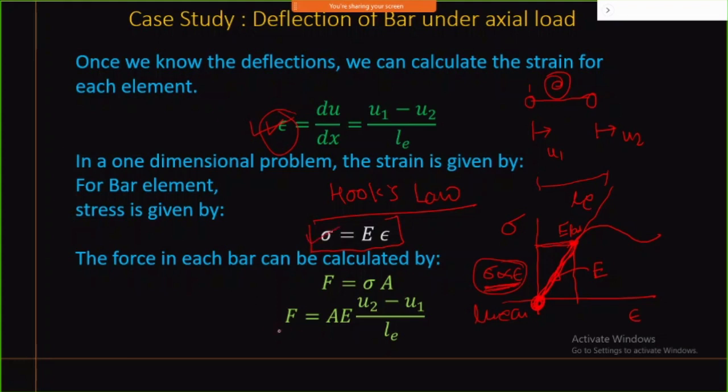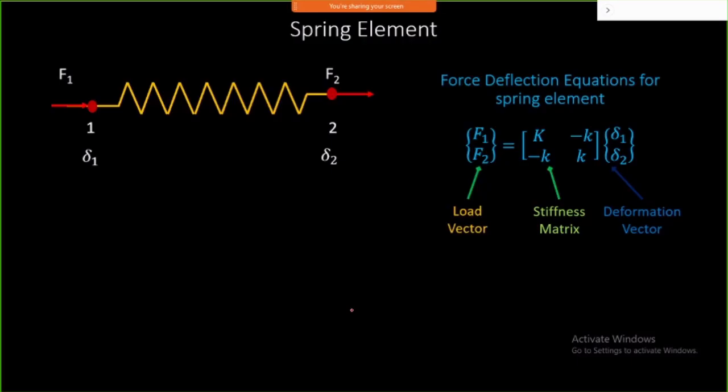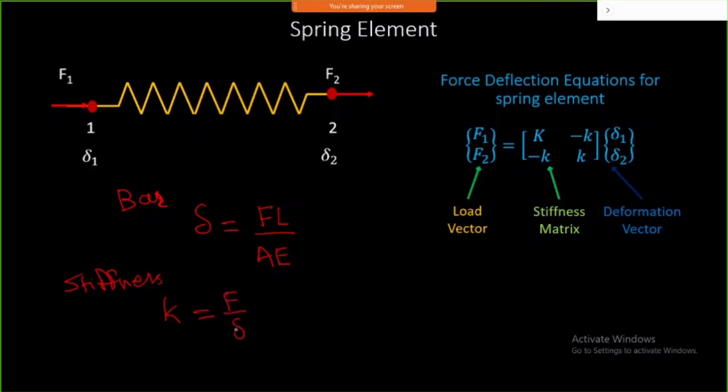We can determine stresses, and we can determine reactions, so many things we can do at a later stage. Also we have seen this in a spring element, because a spring is nothing but a property of the material. If I consider a bar element, the deflection is nothing but force times L upon AE. The stiffness of this bar, I can write, is represented with K, which is equal to force upon deflection, and this can be written as AE by L.